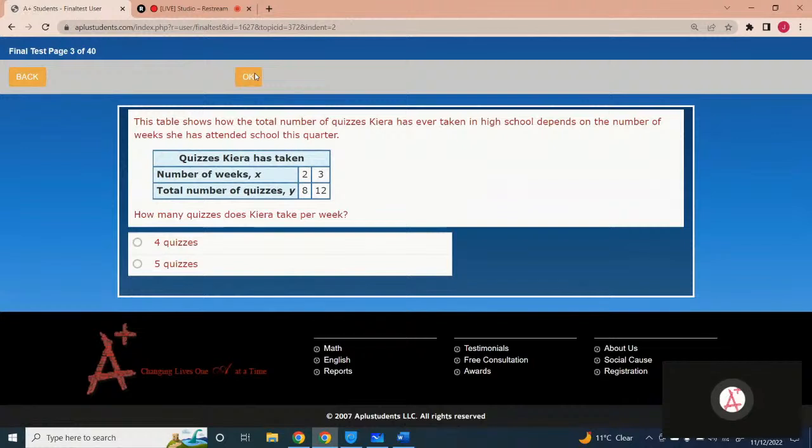Okay. The table shows how the number of quizzes Kira has taken in high school depends on the number of weeks she has attended school this quarter. So the number of weeks is X and the total number of quizzes is Y. So in 2 weeks she takes 8 quizzes, and in 3 weeks she takes 12 quizzes.